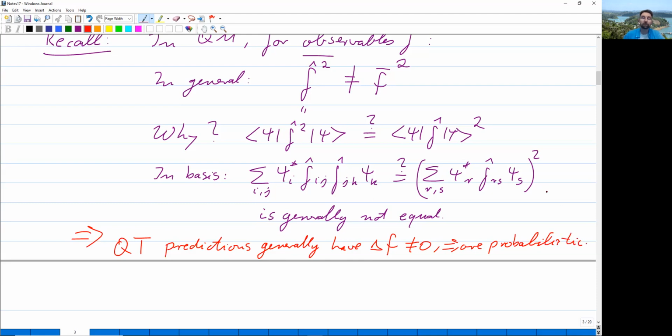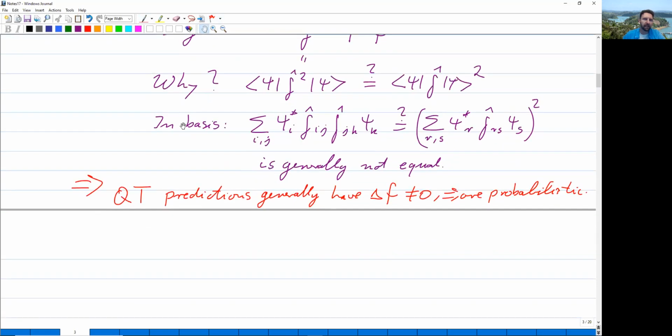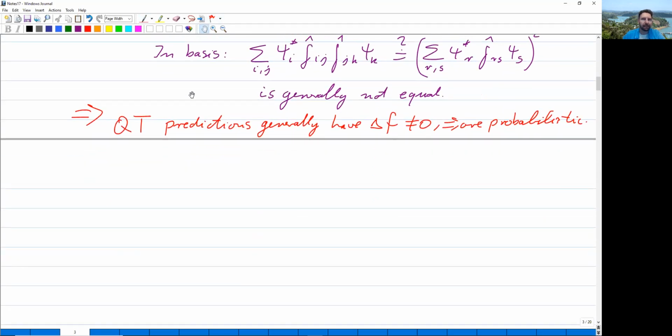There's going to be some spread in the outcome of the measurements. Now, while this argument is very important, it leaves a loophole. You see, even the classical theory can have a spread, like in Las Vegas, where their business is uncertainty and they're not using quantum mechanics for it.